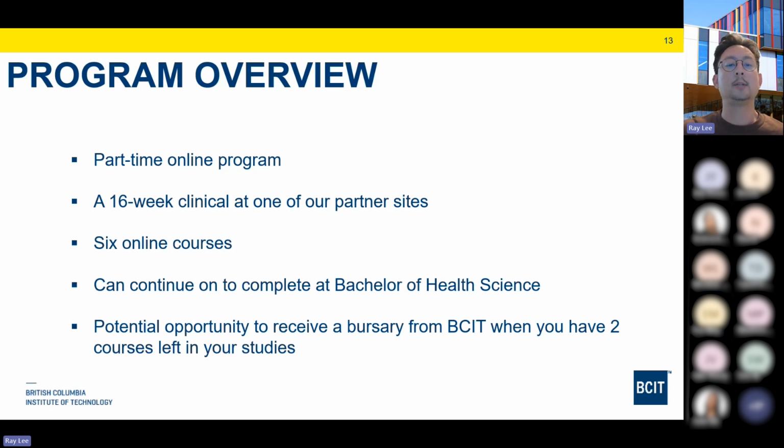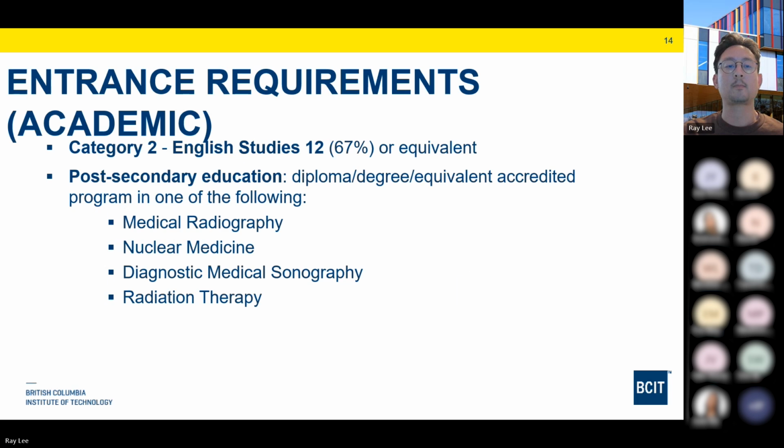You can also ladder into the Bachelor of Health Science offered also at BCIT. So upon completion of the advanced certificates in MRI, you can take the additional 7 core component classes through BCIT, which are also online, to complete your Bachelor's of Health Science in MRI. And then there are also bursaries that are available from the Ministry of Health to help support those financially that would like to go through the advanced certificate program, which kicks in once you have your last 2 theory courses left in the program.